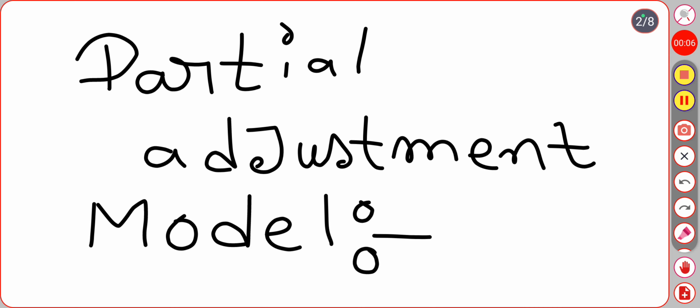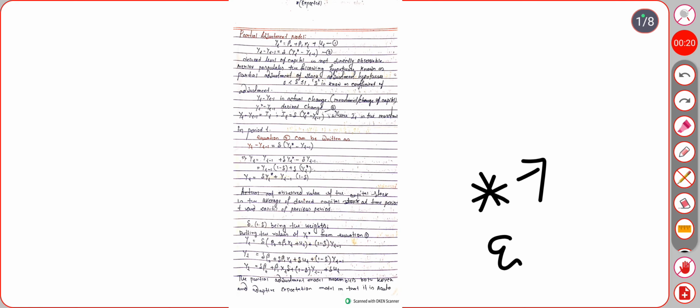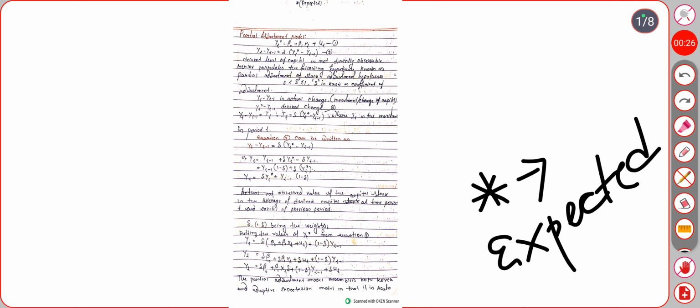Partial adjustment model. Here the star is considered as the expected term. That means expected. So yt star is equal to beta naught plus beta 1 xt plus ut. This is equation number 1. So this is expected consumption, which depends upon the income. Income is the explanatory variable here, that is xt.